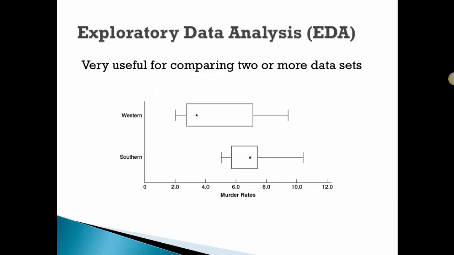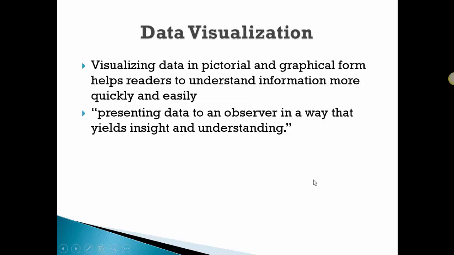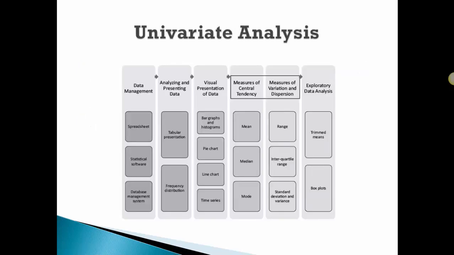And we can compare data sets with box plots. That's a nice advantage. We call this box plot side by side. So in this example we can see the western states have a much higher variation in their murder rates. Remember that Q1 to Q3 is the middle 50%, a lot more variation in the western states. But the average actually for the southern states appears to be higher, with a smaller IQR. So data visualization helps us to really understand data better, and we present data to an observer in a way that provides insight and yields understanding.